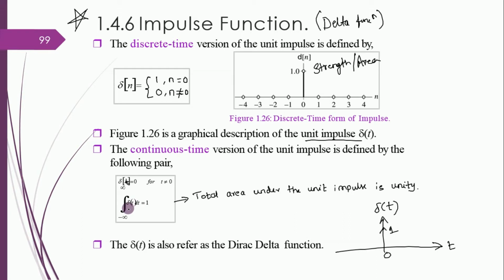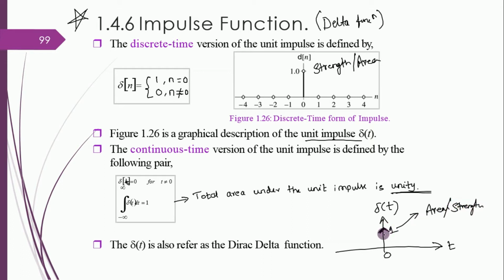So the area under the curve of delta t gives me 1. So area is equal to 1, as it has been written in the statement: total area under the unit impulse is unity. Remember this, it's not the amplitude. We have to use this arrow mark and write it as 1, which means it's an area, or we also call it a strength.